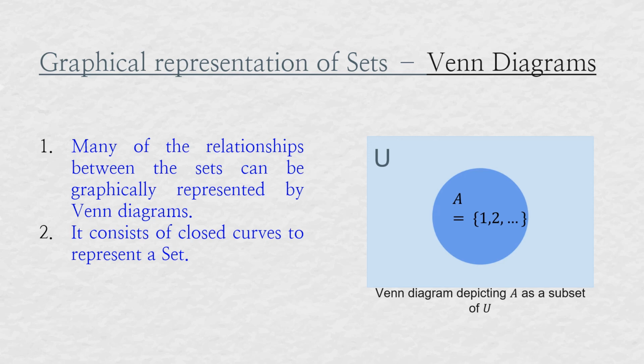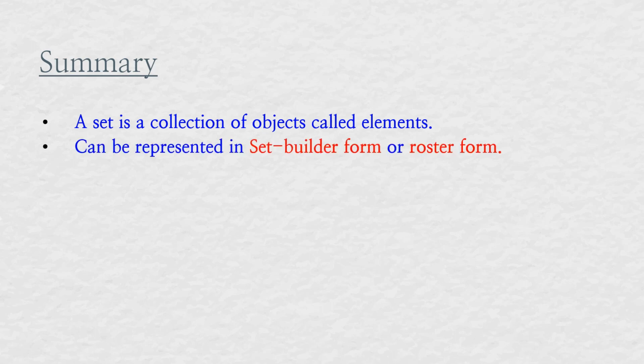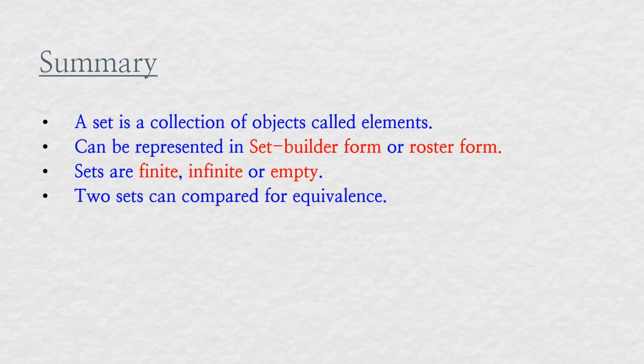To summarize what we have learned up till now, we have seen the definition of a set. A set is a collection of objects called elements. We have seen that sets can be represented in set builder form or roster form. We have seen the definitions of finite, infinite, or empty sets. We have seen that two sets can be compared for equivalence, and we have seen how to compare them.